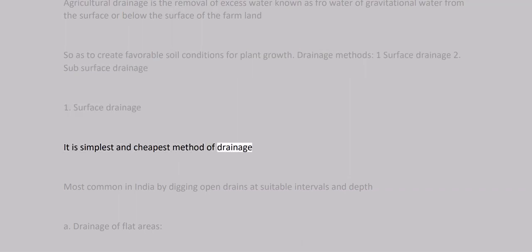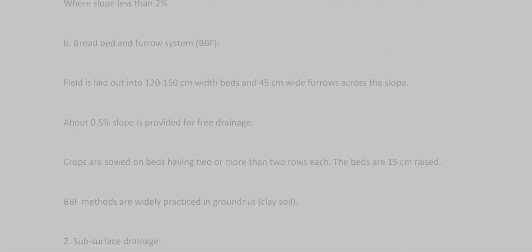1. Surface drainage. It is the simplest and cheapest method of drainage, most common in India, by digging open drains at suitable intervals and depth. A. Drainage of flat areas where slope is less than 2%. B. Broad bed and furrow system. BBF field is laid out into 120 to 150 centimeter wide beds and 45 centimeter wide furrows across the slope. About 0.5% slope is provided for free drainage. Crops are sown on beds having 2 or more than 2 rows each. The beds are 15 centimeters raised. BBF methods are widely practiced in groundnut, clay soil.